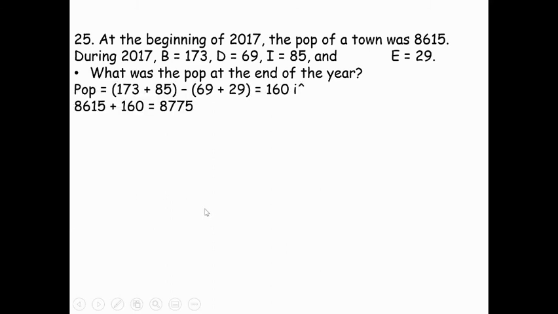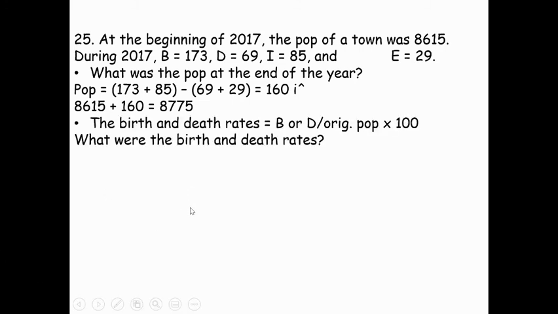All right, so it's 173 and 85. That's the increase. 69 and 29. That's the decrease. So that means it increased a total of 160. 160 plus 8615 is 8775.